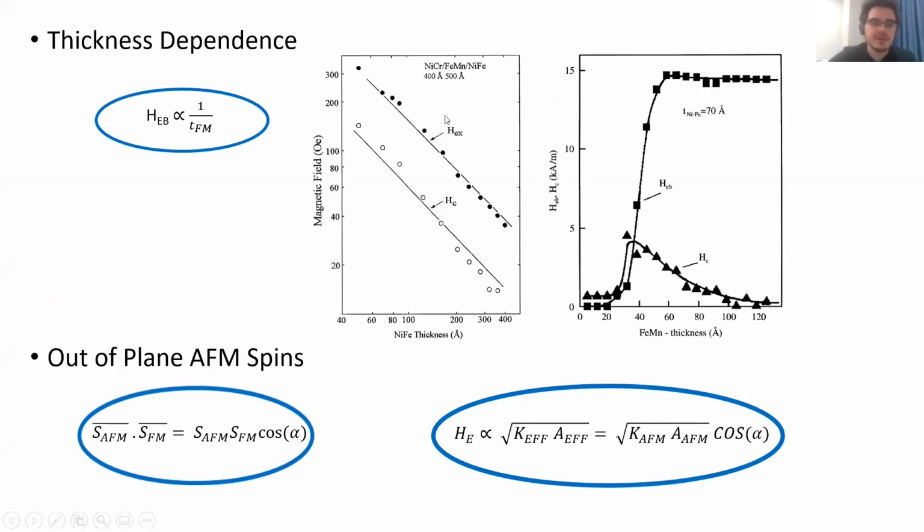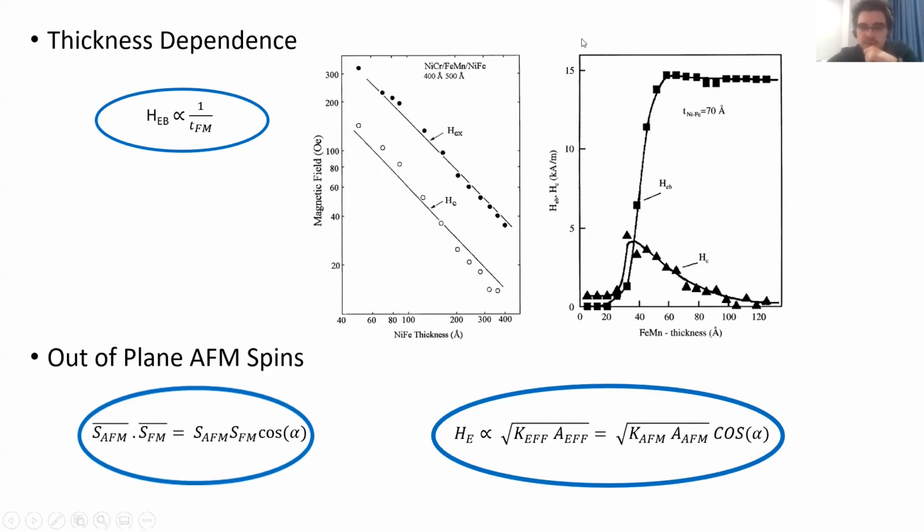We have other parameters which affect exchange bias. Thickness dependence: we may change two thicknesses, FM or AFM. The dependence of the exchange bias on FM thickness can be given by this equation for not-so-thin FM layers, because if you make your FM layer very thin, it can become discontinuous, so it loses these characteristics. But after a certain thickness, we can explain this characteristic with this equation: the exchange bias field is proportional to 1 over the thickness of the ferromagnetic layer.